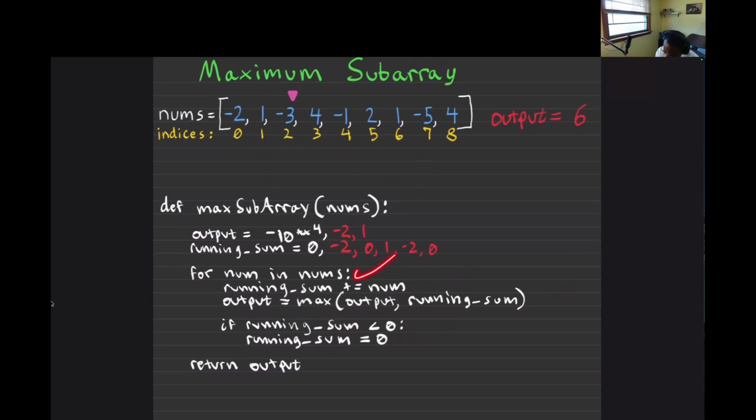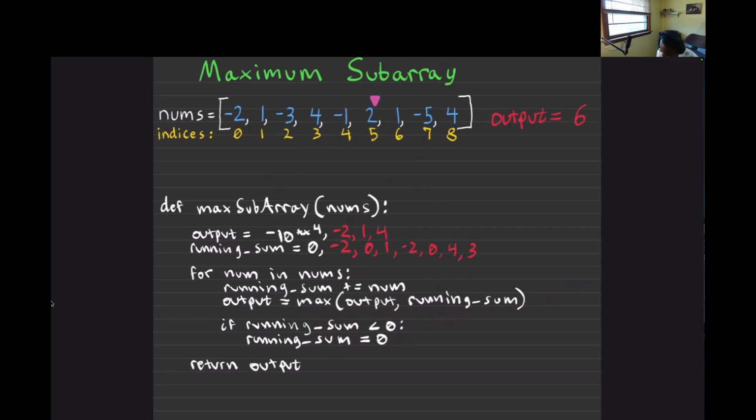We continue in our for loop, right? So running sum plus 4, so 0 plus 4 gives us 4. Now the output gets updated, right? Because 4 is greater than 1, right? Don't hit this case here. We continue on in our for loop, right? So running sum plus equals num. 4 plus -1 just gives us a 3. Output does not change. This if statement does not get hit, right? So we continue on with our for loop.